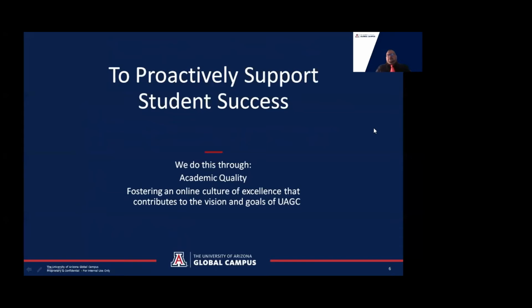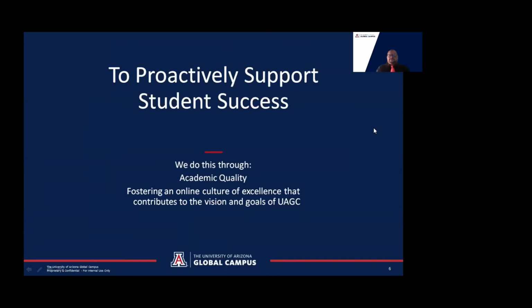Now, another thing we can do is we can proactively support student success. How do we do this? Well, we do this through academic quality. Okay, we do this through fostering an online culture of excellence that contributes to the vision and goals of UAGC or any university out there.